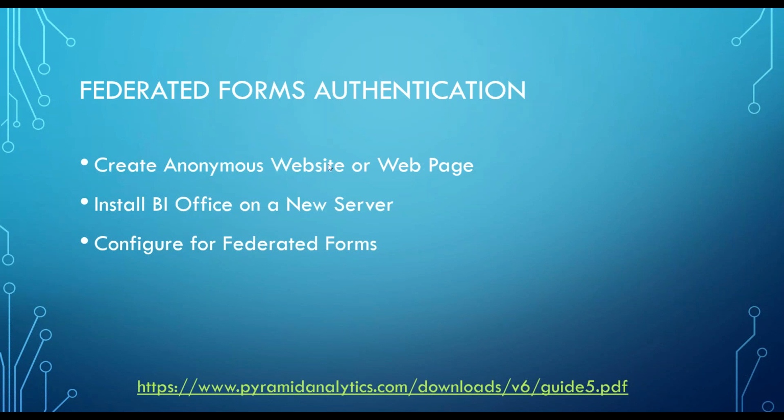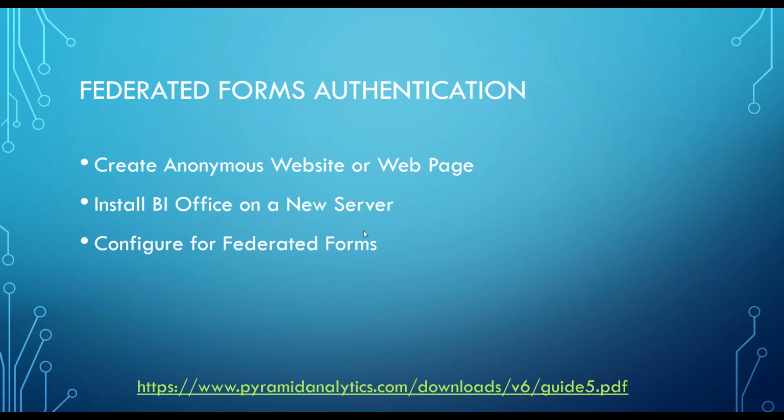First, step number 1 is we need to create a website or a web page that can impersonate a particular user. And I'm going to show you that. We will then need to install, and it's recommended we do this on a new server, another copy of the BI Office website on another server using federated forms. The beauty of this, though, is it can work with the exact same repository. So even though it's on a separate server with a separate authentication, it's going to use the exact same repository so that the content is all managed in one place, okay?